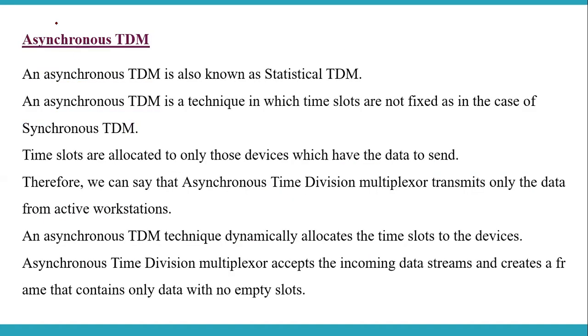And what is asynchronous TDM? Asynchronous TDM is also known as statistical TDM. So asynchronous TDM is a technique in which time slots are not fixed. Time slots are allocated to only those devices which have the data to send. So therefore, we can say that asynchronous time division multiplexer transmits only the data from active workstations.